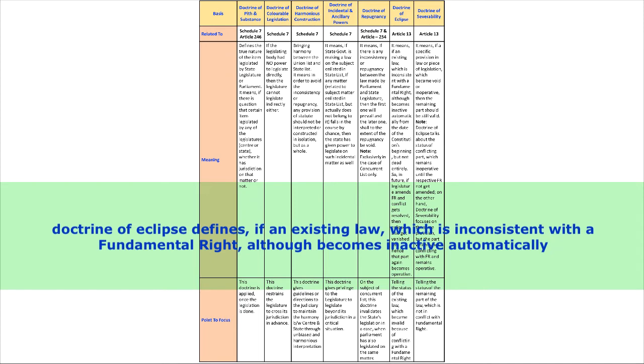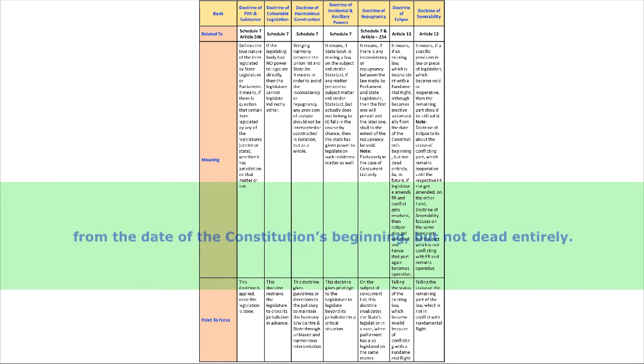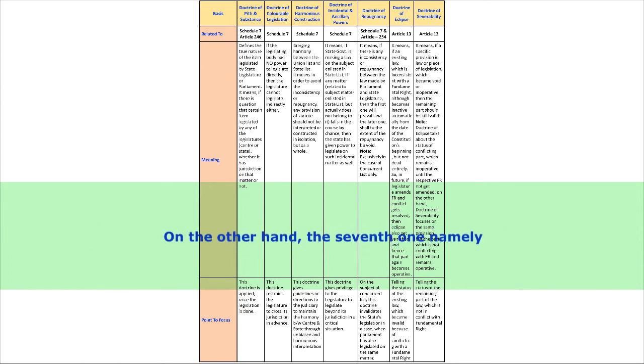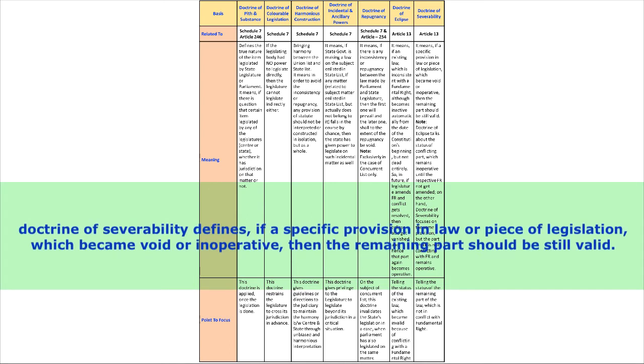Sixth one, namely, Doctrine of Eclipse defines: if an existing law, which is inconsistent with a fundamental right, although it becomes inactive automatically from the date of the Constitution's beginning, is not dead entirely. So, in future, if the legislature amends the fundamental right and the conflict gets resolved, then the eclipse also vanishes and hence that part again becomes operative. On the other hand, the seventh one, namely, Doctrine of Severability defines: if a specific provision in a law or piece of legislation became void or inoperative, then the remaining part should still be valid.